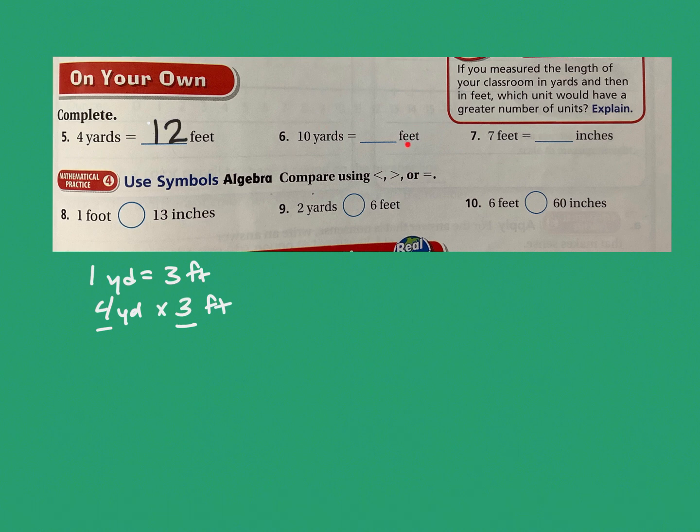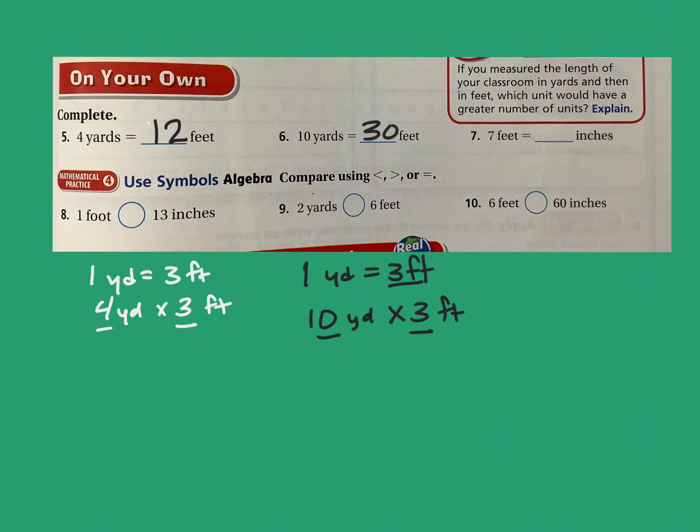10 yards is how many feet? So 1 yard is 3 feet. But I have 10 of those yards, and each of those is 3 feet long. 10 times 3 is 30 feet.